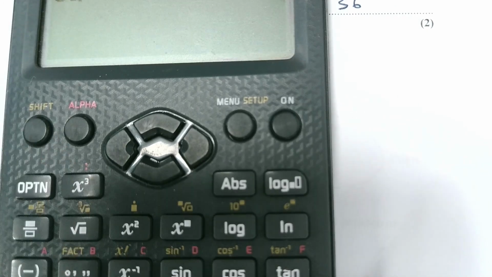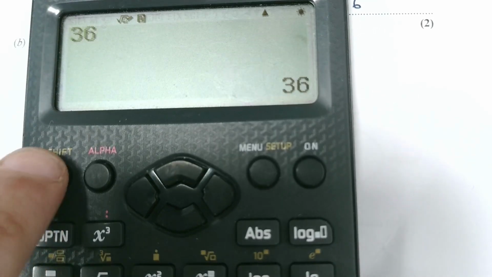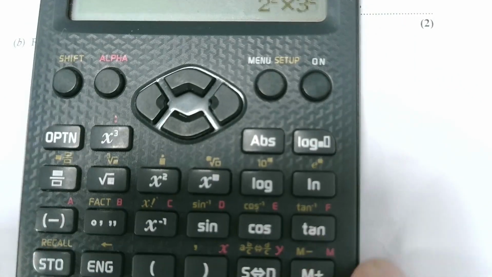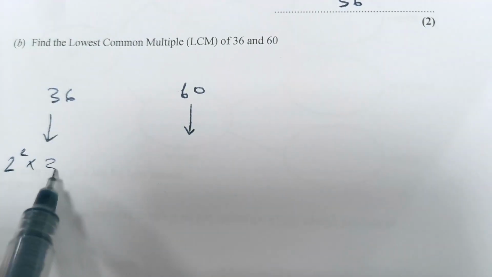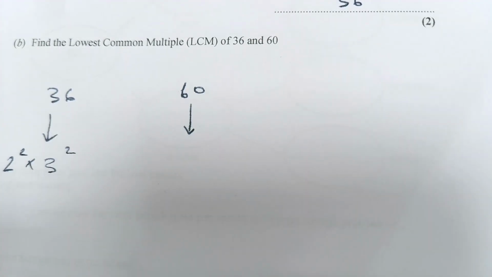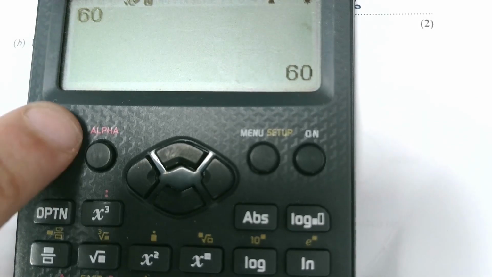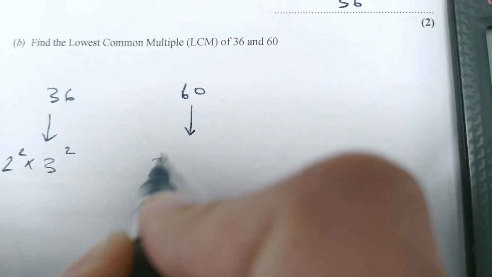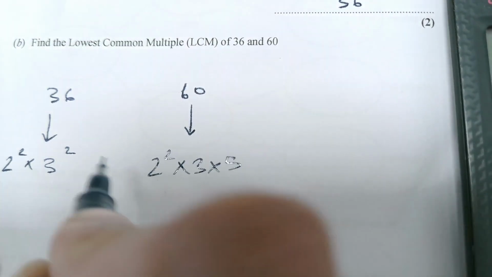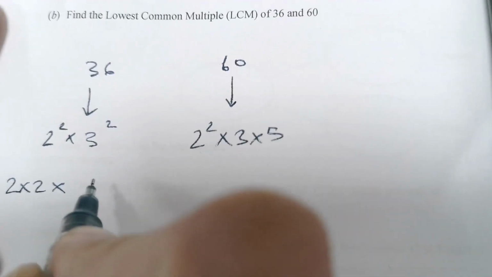36 equals to shift fact, 2 squared times 3 squared. Just going to write that down. And 60, do the same. 60 equals to shift fact, then 2 squared times 3 times 5. Just going to write them down and then expand them. Write a larger version of it basically.